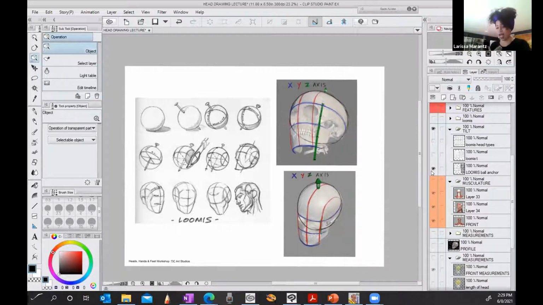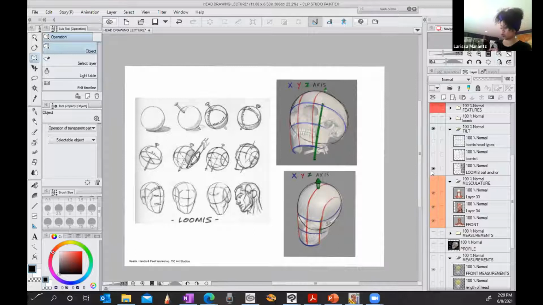Okay, and then the y-axis, the line that goes all the way from the top to the bottom, the long line, that's your y-axis, and that is your line of symmetry. Your line of symmetry is what divides the face into two. Then what you want to be able to do is understand how that all links together.